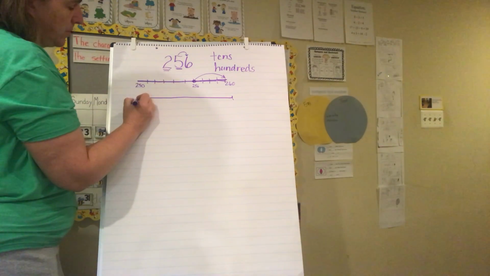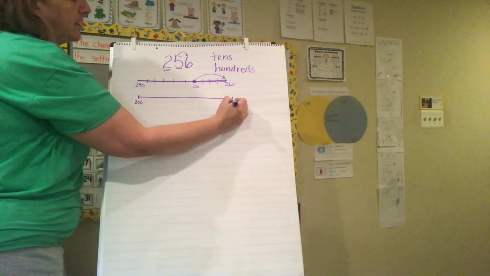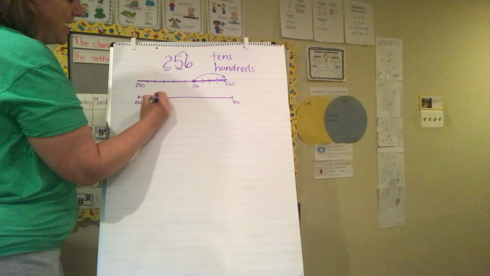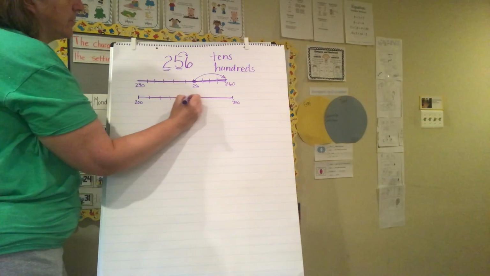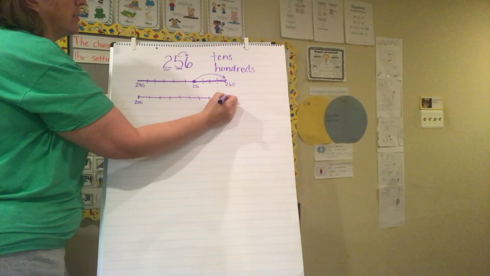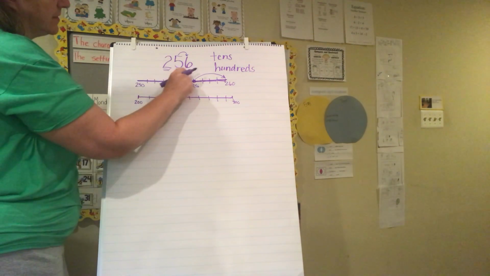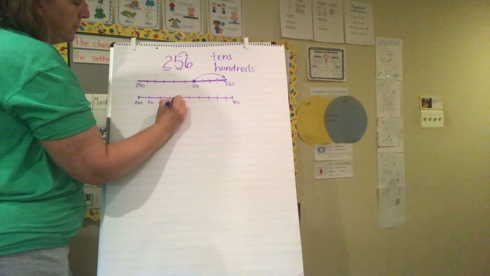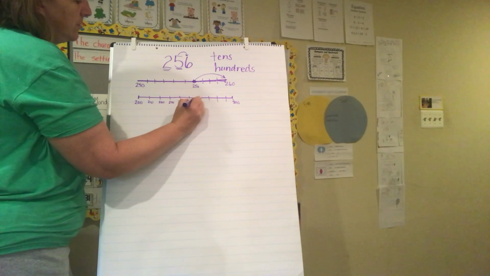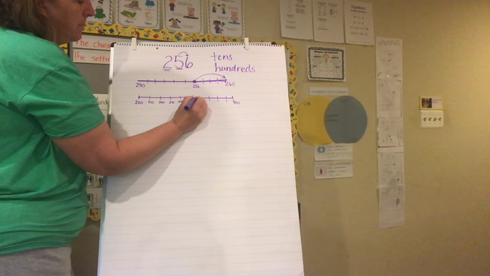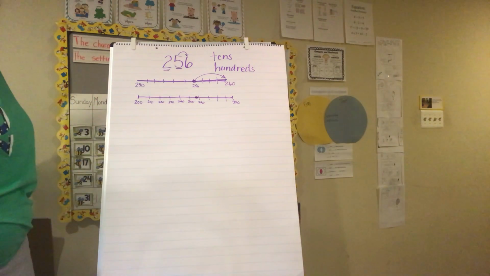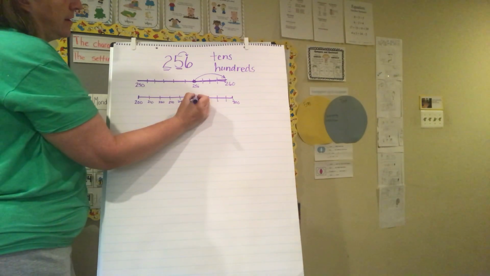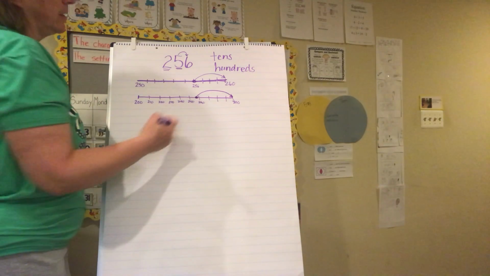I can put the same number and round it to the hundreds place. This time I'm looking at what 200s my number is between. My number is between 200 and 300. I'm going to put my tens: 210, 220, 230, 240, 250, 260, 270, 280, 290. Where would 256 be? It would be right in there, just past 250. So is it closer to 300 or closer to 200? I can see that it's closer to 300.